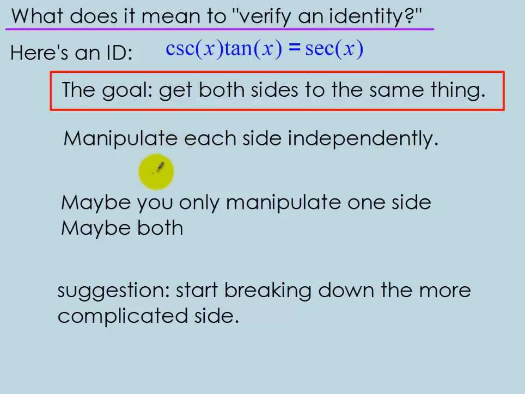So you're going to manipulate each side independently. So you might manipulate the left side only, or maybe the right side, or maybe do a little bit of both. But it just depends on the equation. And there's a few rules of thought to this. The first is you start breaking down the more complicated side. In this case, clearly that side has two things. Maybe you break down the left side first.